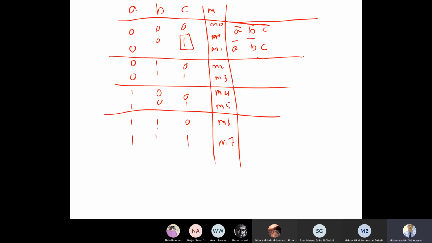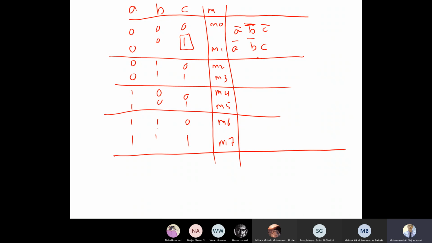So as I told you, 0 0 0 is A prime B prime. Let me just remove this line. Okay, and let me remove this one. A prime, B prime, C prime. Now, if I have 0, 0, 1, M1, A prime, C. Complete this for me. Okay, take a minute. Complete it, I'll be back in a few seconds.